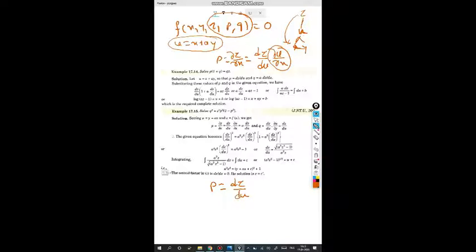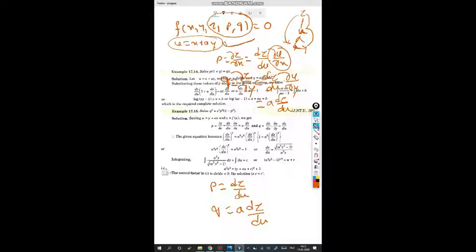Similarly, if we observe q, q is dou z by dou y, and that dou z by dou y becomes dz by du into dou u by dou y, going from z to u and u to y. From this expression, you will observe that the derivative of u partially with respect to y is a. So this is a dz by du. So the value of q is a dz by du.